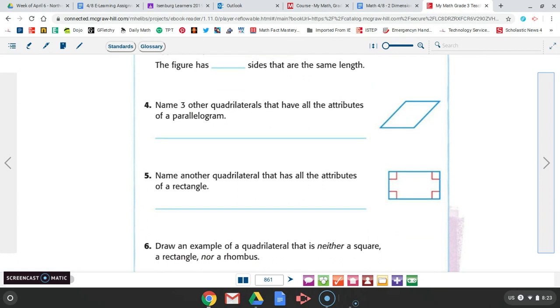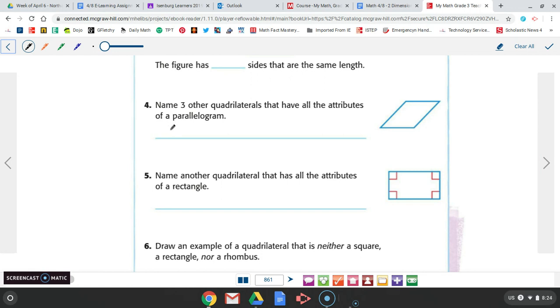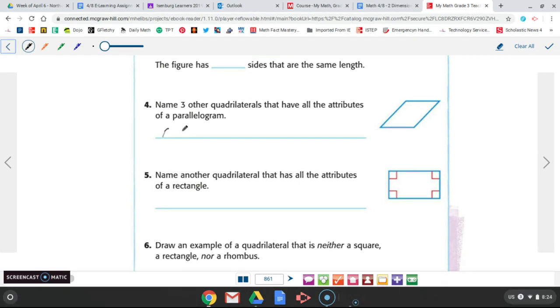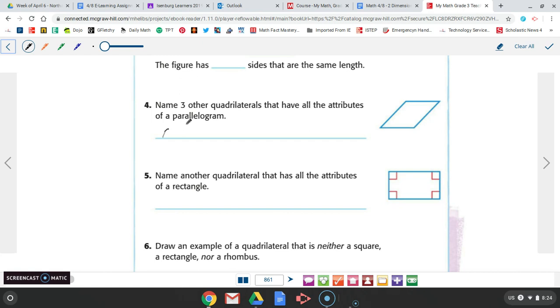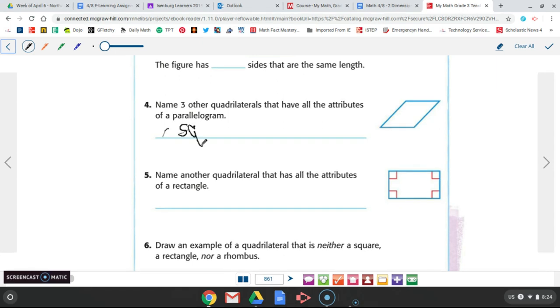Number 4, name 3 other quadrilaterals that all have the attributes of a parallelogram. And this is a really great question. So there are 3 other shapes that we can call a special kind of parallelogram. One would be a square, and you're going to have to pardon my sloppy writing here. I'm going to try to make it as good as possible. So a square is a parallelogram.